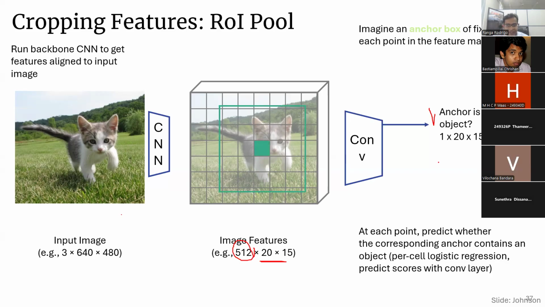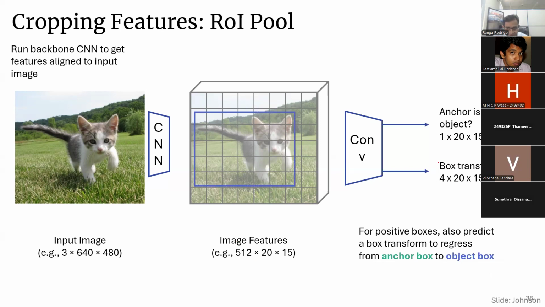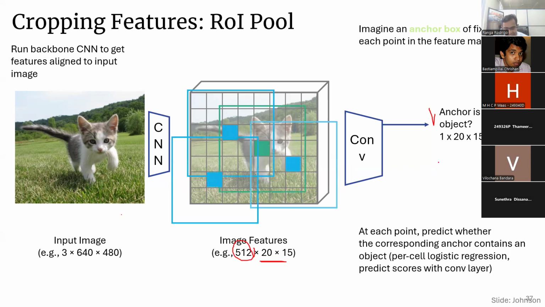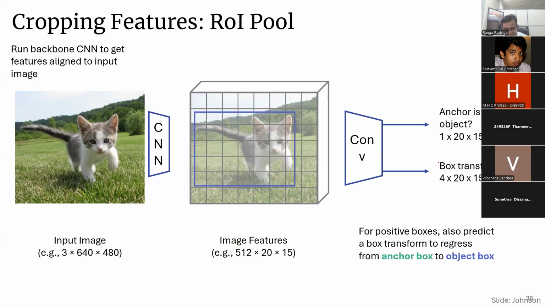And imagine an anchor box of fixed size at each point in the feature map. These are the anchor boxes. And box transforms. Now, these anchor boxes, through the regression, we transform. So this transformation is computed for each of them, 4 numbers to transform the location and the height and the width. So this is the anchor boxes concept. I think the title of this slide is wrong, anchor boxes concept.